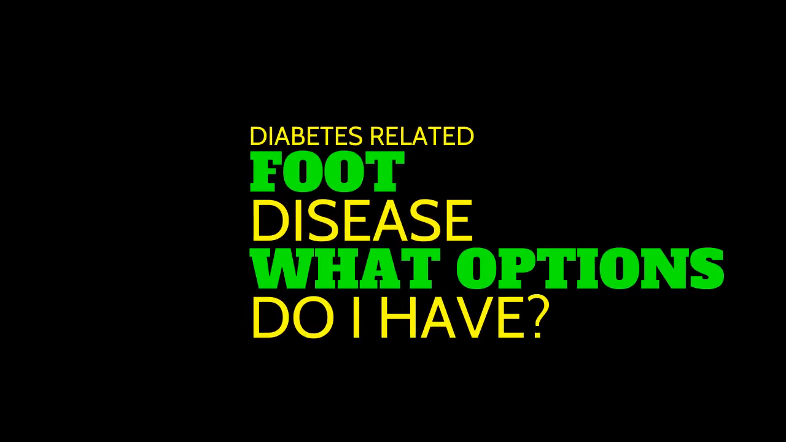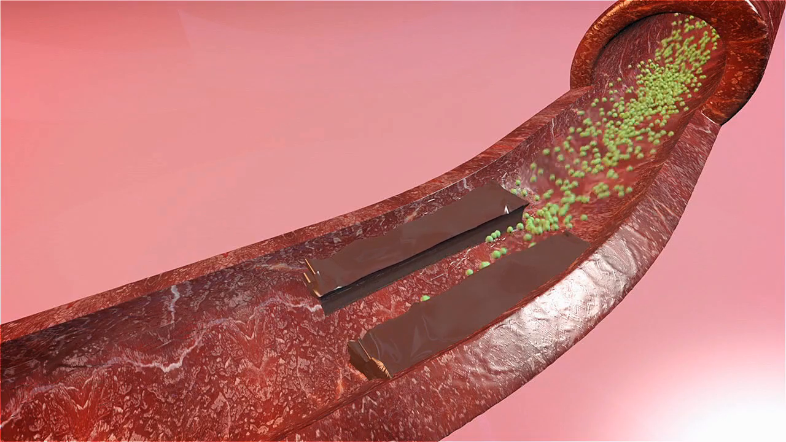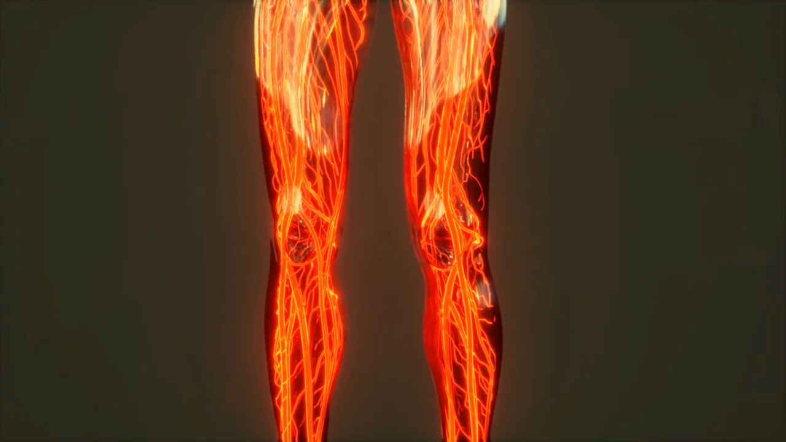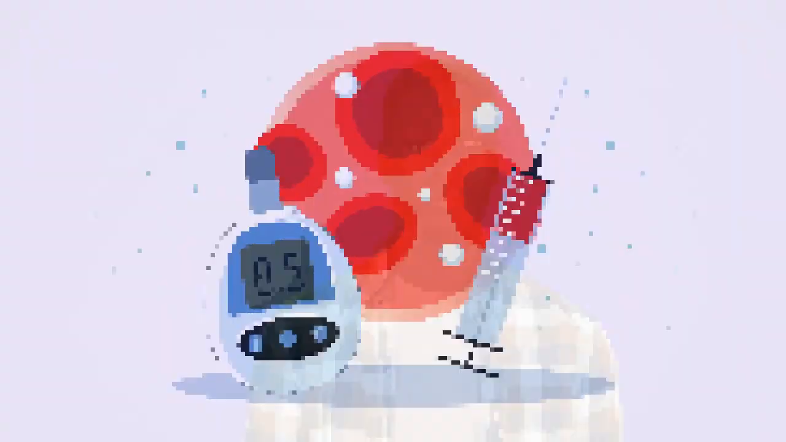Diabetic-related foot disease, what options do I have? Diabetic peripheral artery disease, PAD, is a complication that often arises in individuals with diabetes. Peripheral artery disease refers to the narrowing or blockage of arteries outside of the heart and brain, usually in the legs and feet. When this condition occurs in people with diabetes, it's often referred to as diabetic PAD.